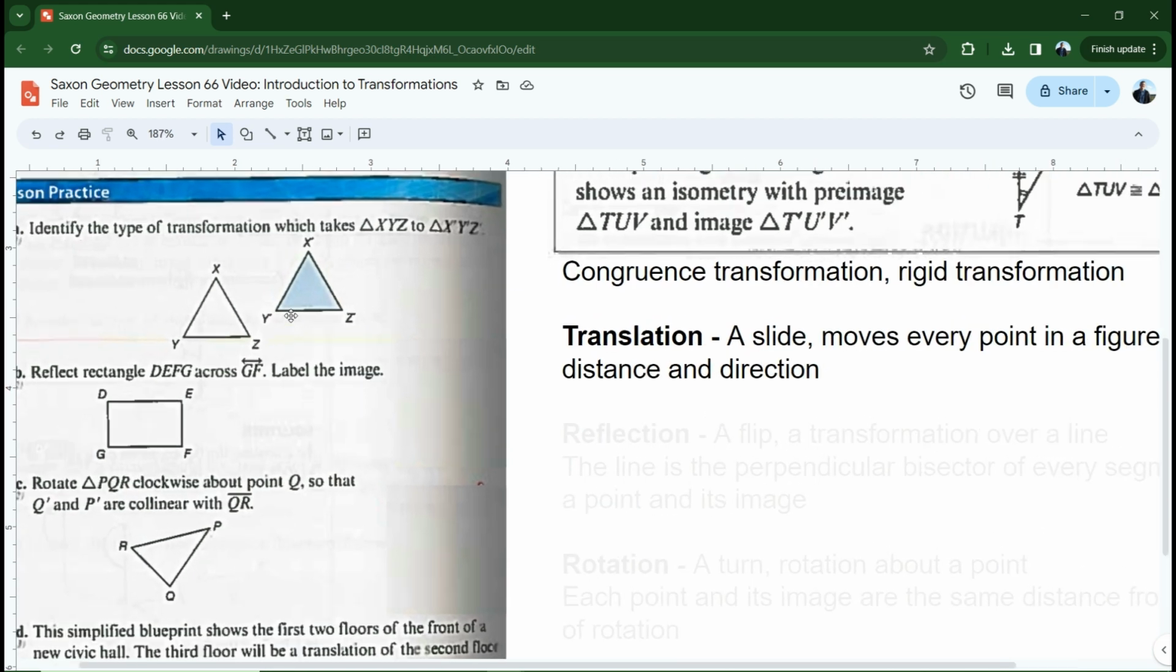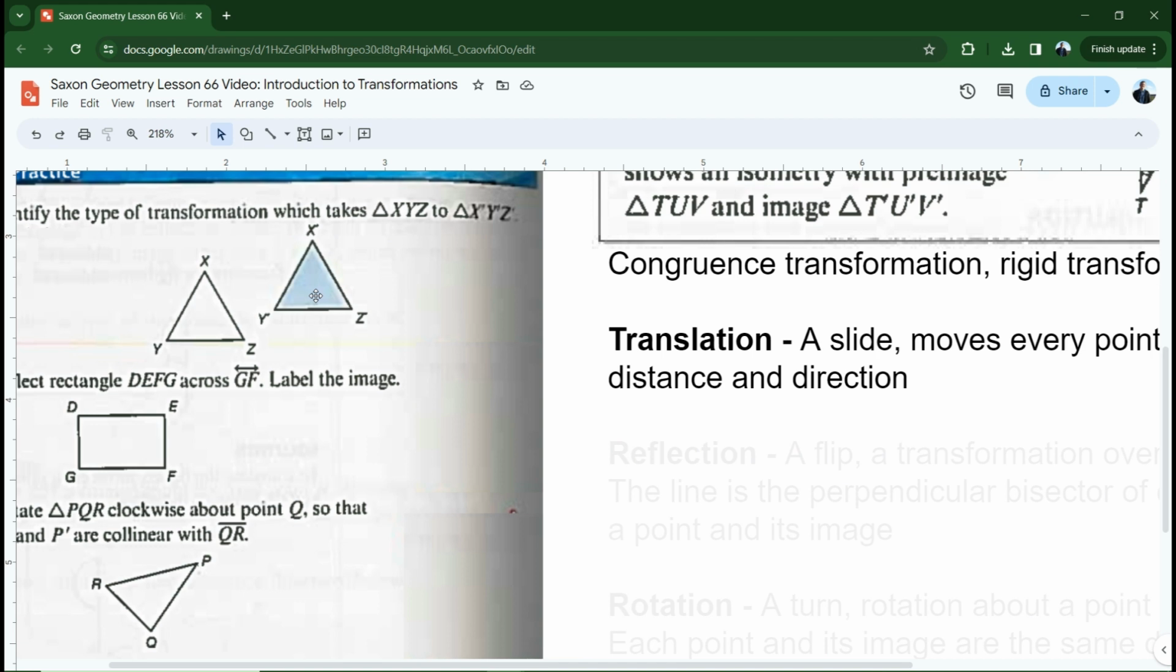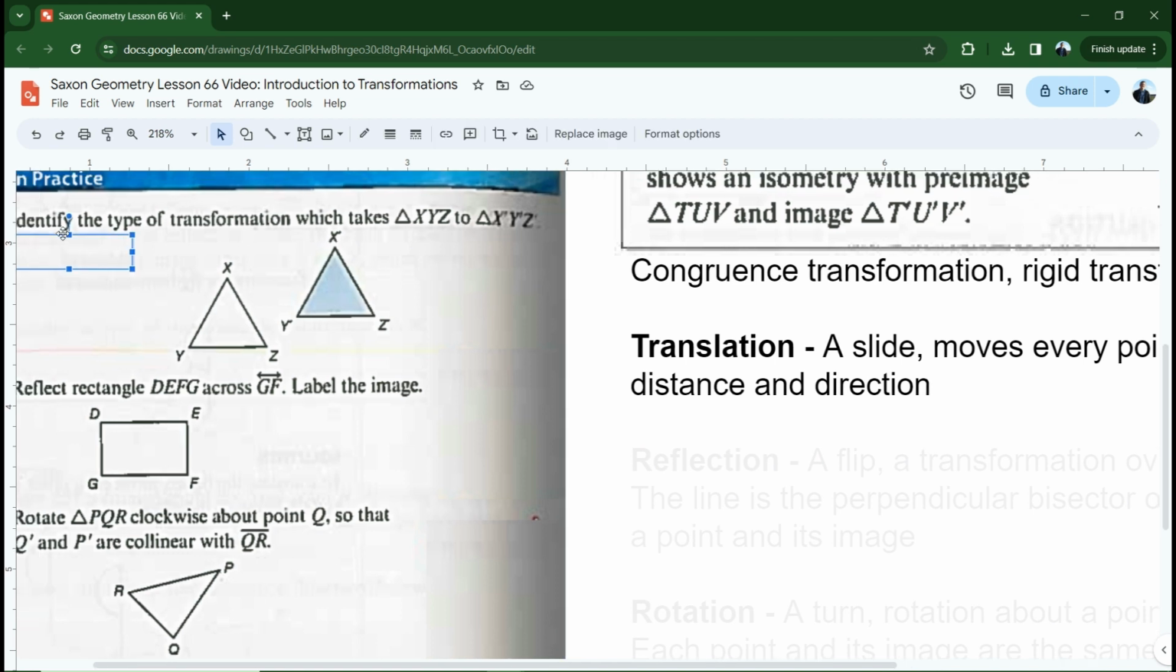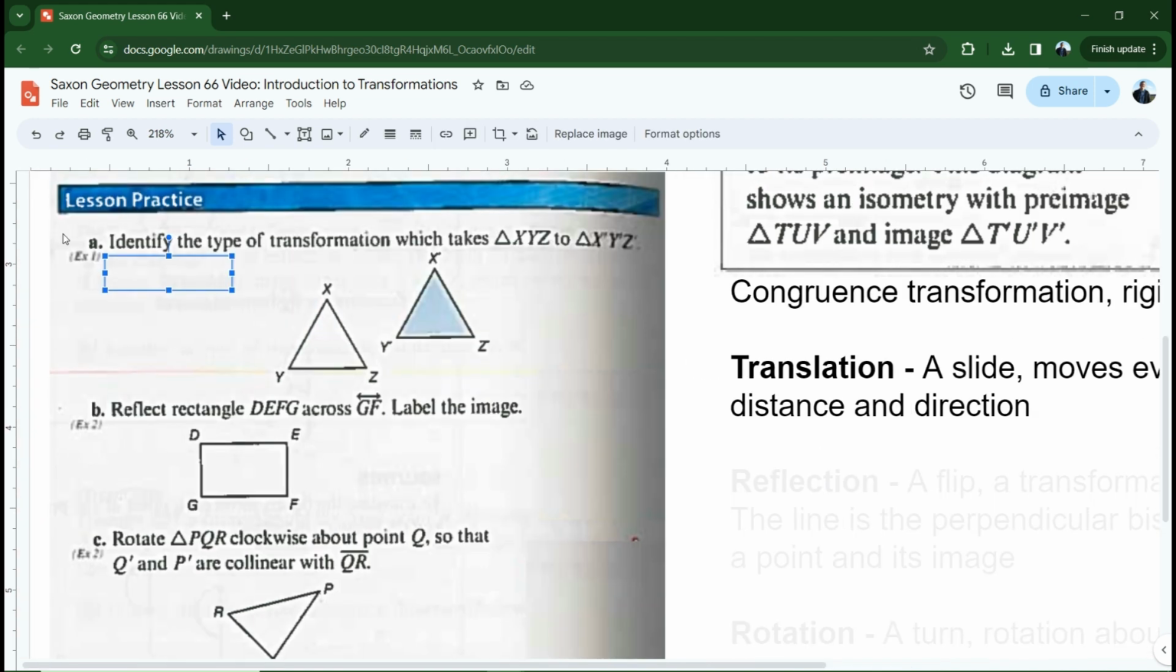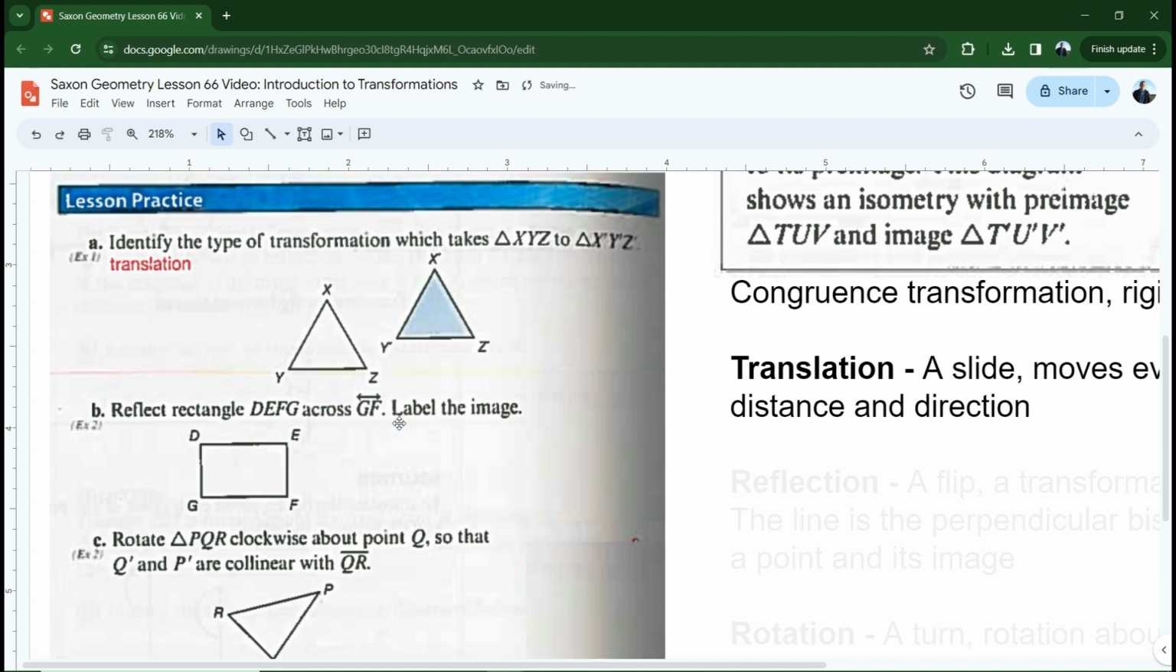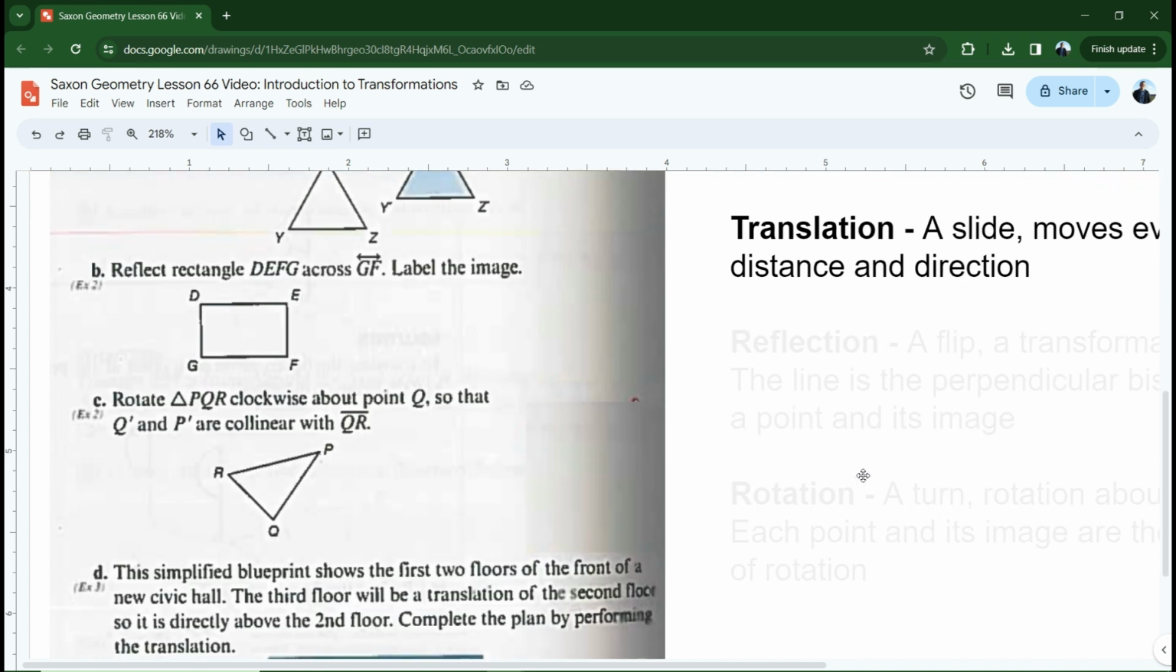Okay. So how am I going to take this triangle to make this triangle? Well, I'm going to use a transformation. I'm going to slide it over. I'm sorry, a translation, a type of transformation. It's a translation. I'm going to slide it over from its original position to a new spot. If it's just a slide, it's a translation.